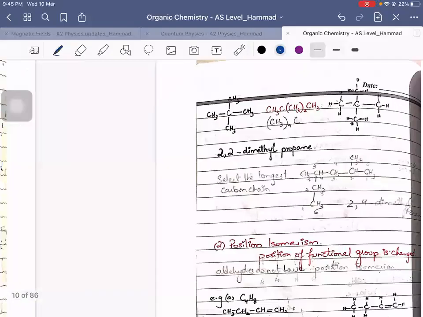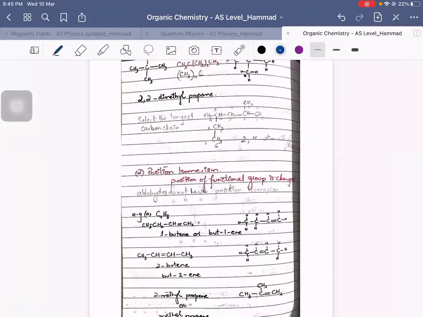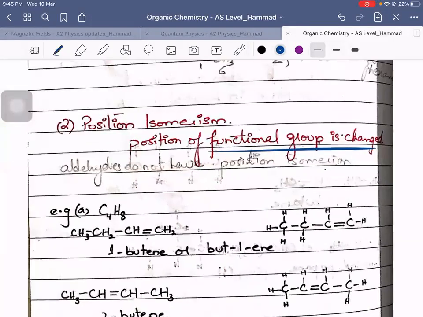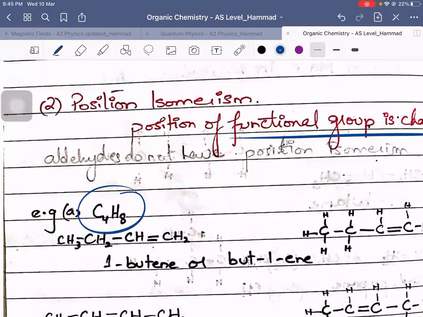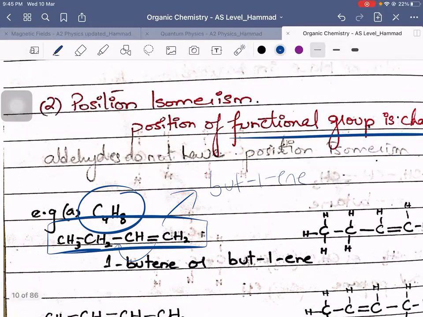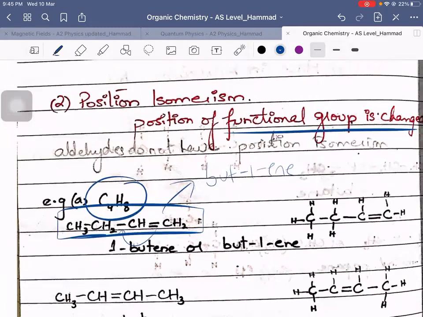Moving forward, there is position isomerism. The position of the functional group is changed. Let's say I have butene. There are 4 carbon atoms bonded. I am shifting the double bond to the other carbon atom. Initially, this was but-1-ene, meaning the first carbon atom had the double bond. When I shifted it to the other side, this would become but-2-ene.